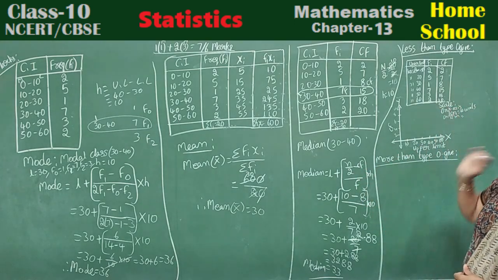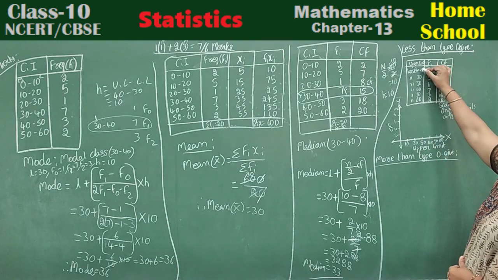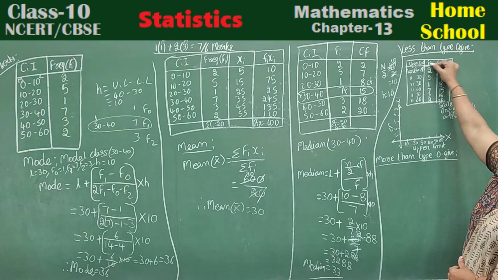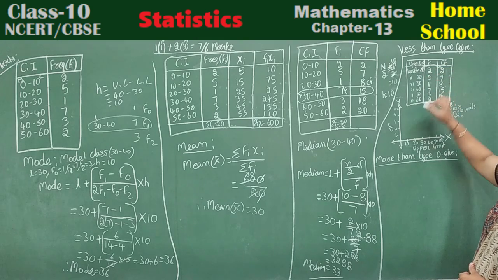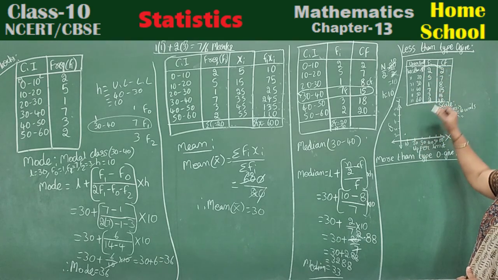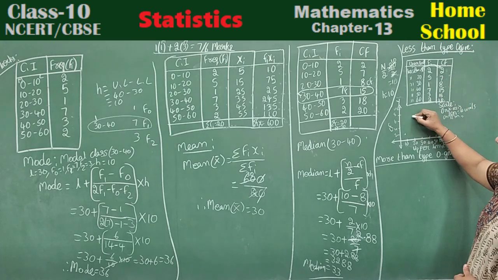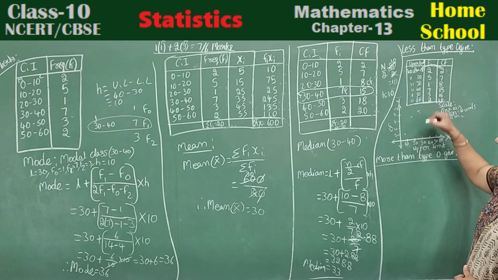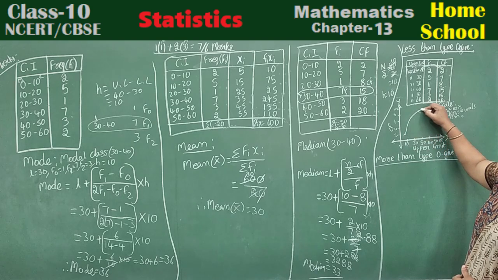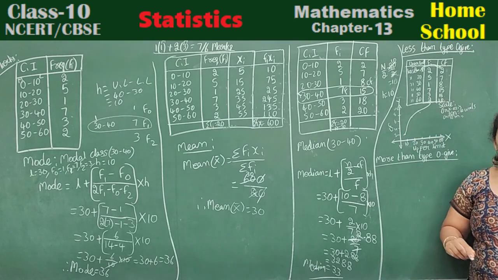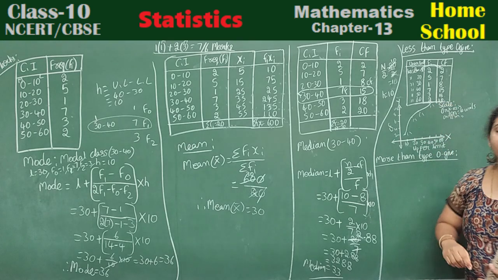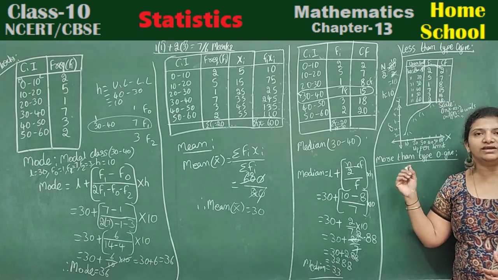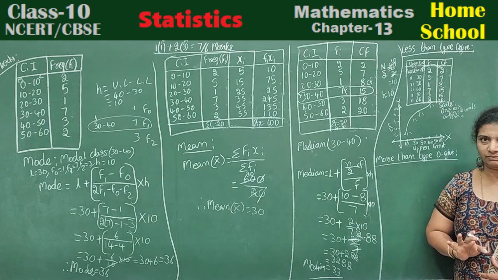Okay, so your graph, how it will be? Take these two as coordinates. 10, 2, 20, 7, 30, 8 like this. 10, 2, 20, 7 means here, 30, 8 here like this. So your graph will be like this. This is less than type ogive. Okay, less than type ogive or a cumulative frequency curve of less than type.